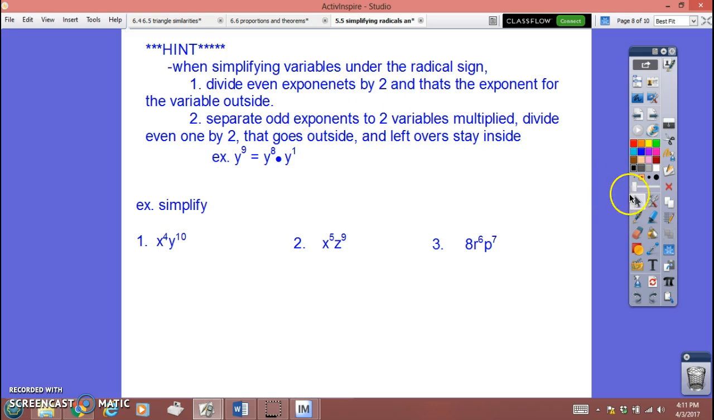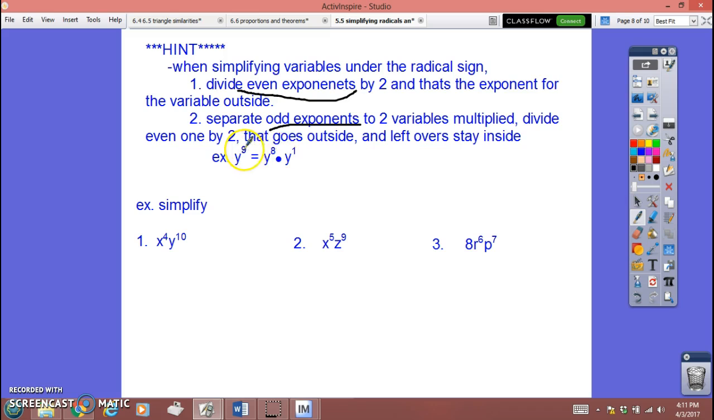Notice that what I do is divide this into even exponents and odd exponents. All right? If it's an even exponent and we're dealing with a square root, you divide the even exponent by 2 for the variable that goes outside. And if it's an odd exponent, you want to separate them.